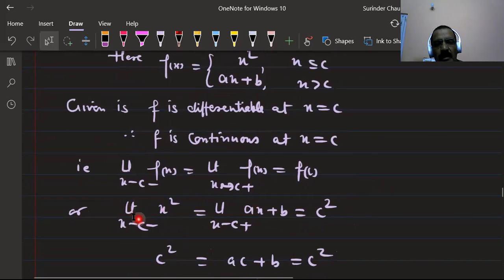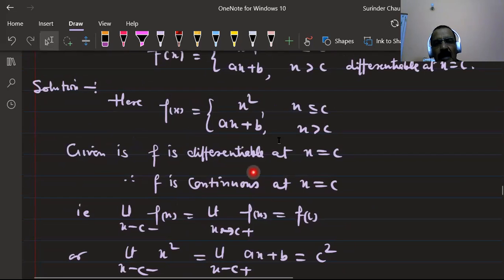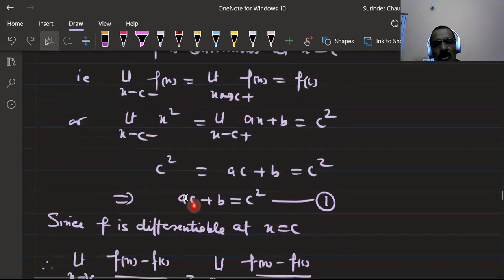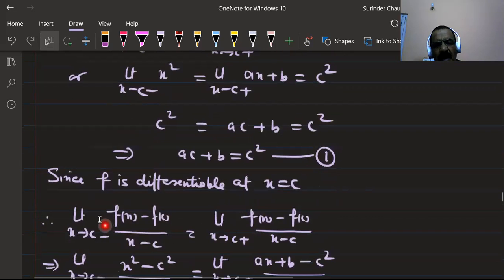The function on the left is x square, on the right is ax plus b, and at x equal to c, from this we get the equation ac plus b is equal to c square, one equation. Now since f is differentiable at c, the left hand derivative at c, the limit as x goes to c from the negative side of f(x) minus f(c), is equal to the limit as x goes to c from the positive side of f(x) minus f(c).